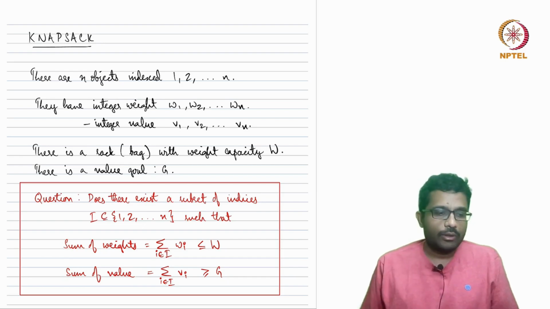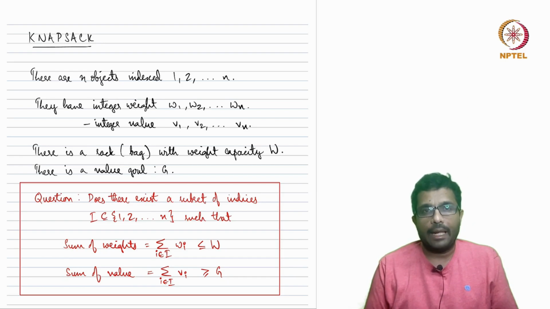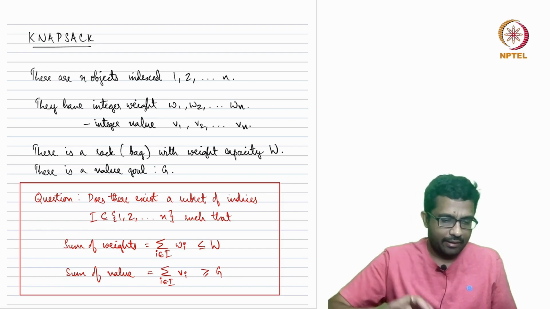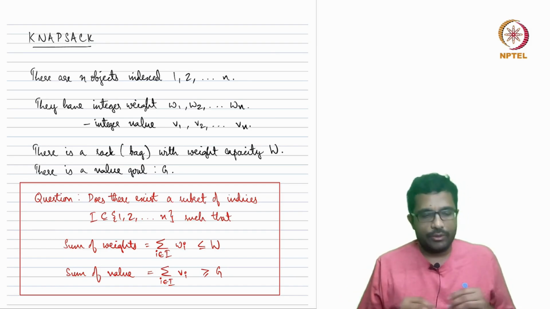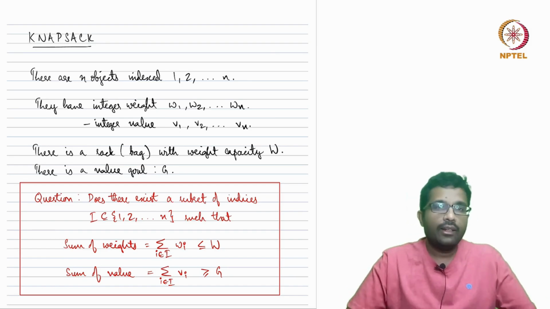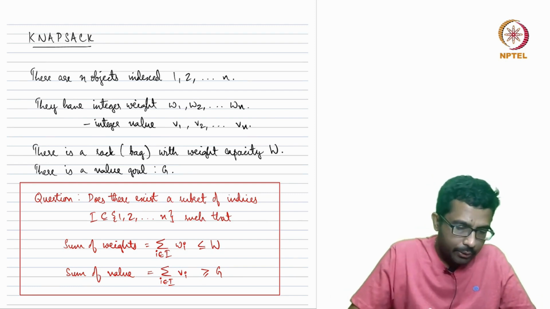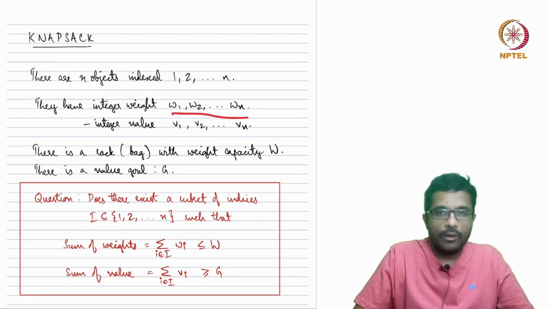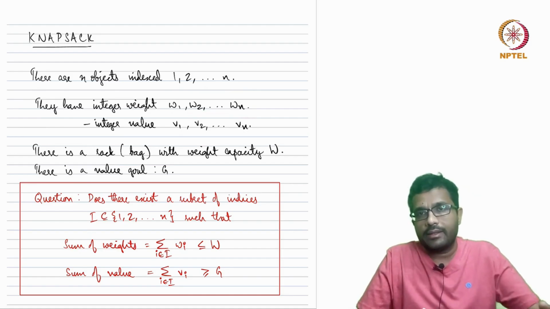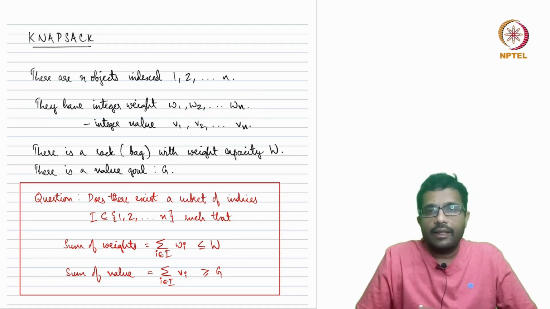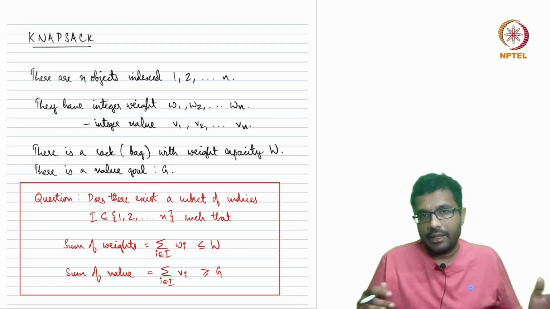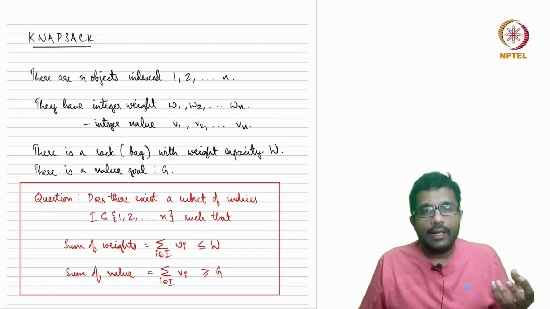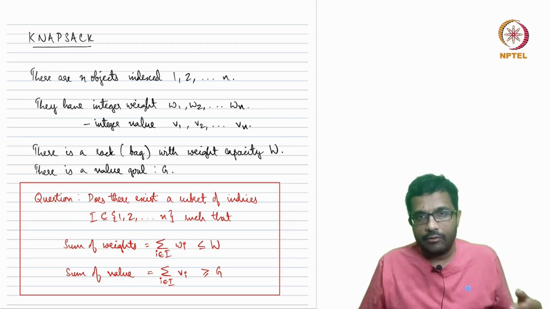This is going to be a brief lecture. We are going to see another problem called knapsack. We'll see the problem first. There are n objects, indexed 1, 2, 3 up to n. Each object has a weight w1 to wn, so the first object has weight w1, the second has weight w2, and so on. And each object has a value v1, v2 up to vn. So there is a weight and a value. Something like gold will be very valuable for a small weight, but something like iron would not be so valuable for the same weight.